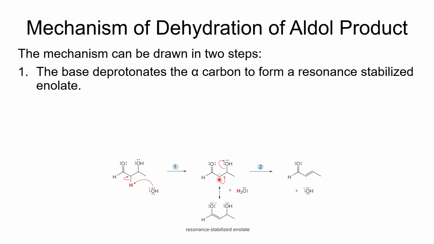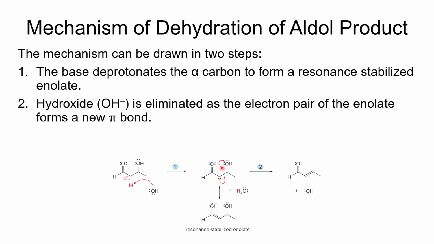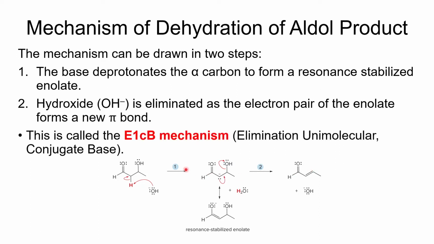And when we have that, we can lose the hydroxide. The hydroxide can be eliminated, and that lone pair of electrons will form a carbon-carbon double bond, or a pi bond, and so that is our elimination. We have a special name for this. The name for this particular type of elimination is called an E1CB.